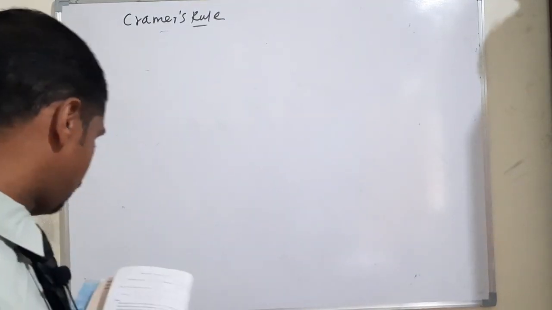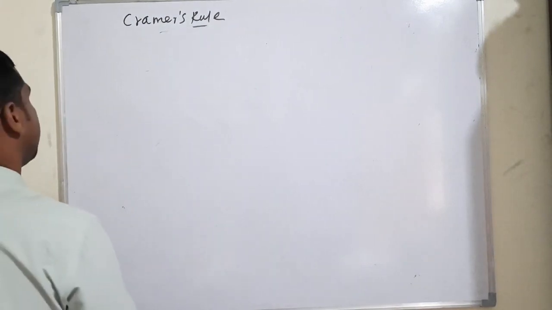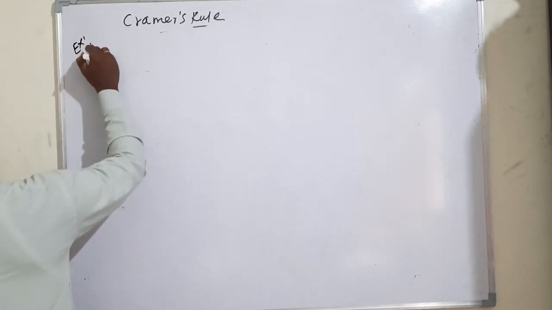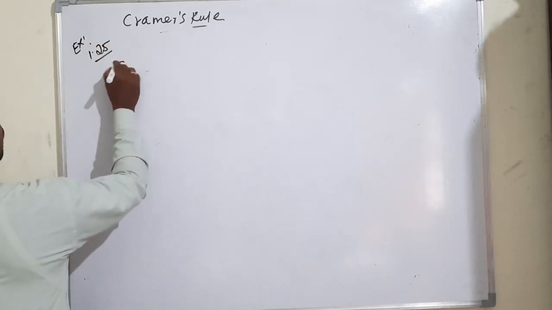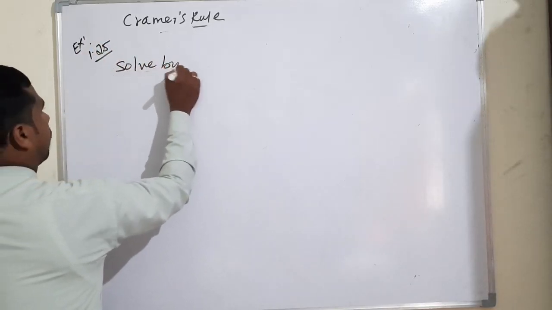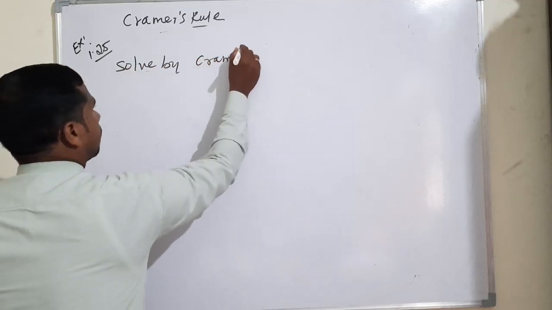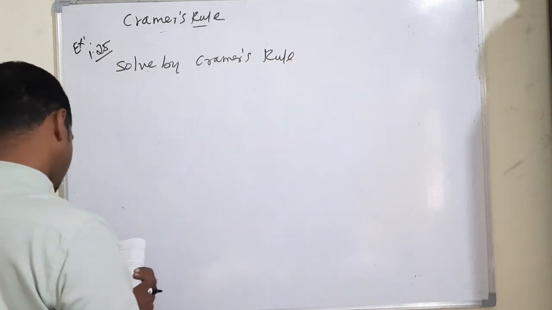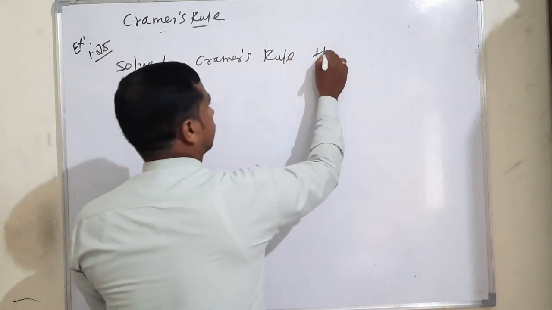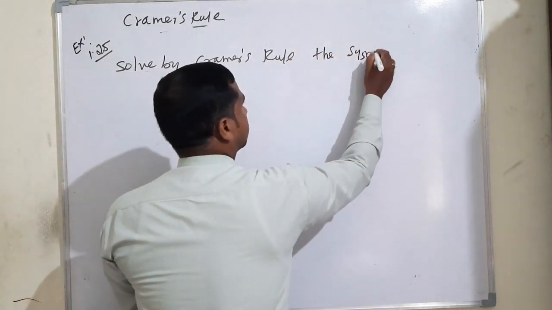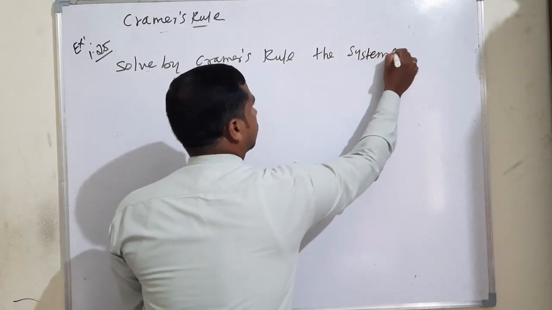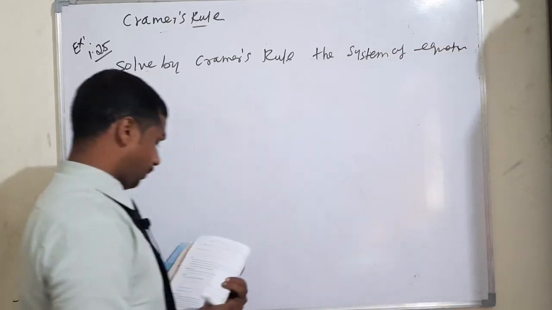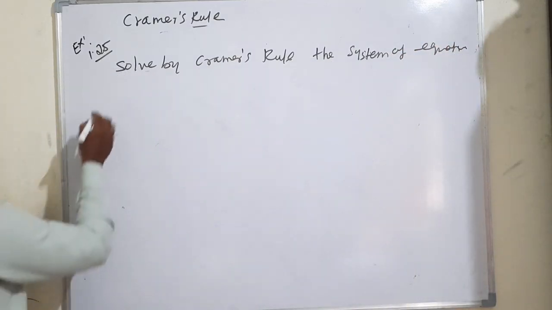So question, solve by Cramer's rule. Example 1.25, solve by Cramer's rule the system of equations. What are the three equations?